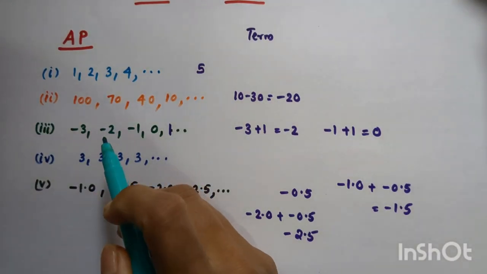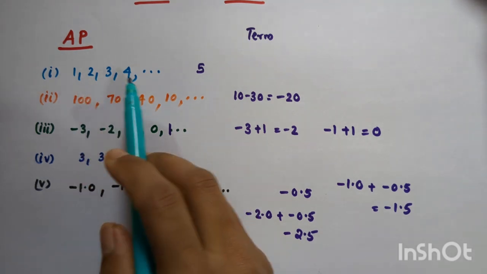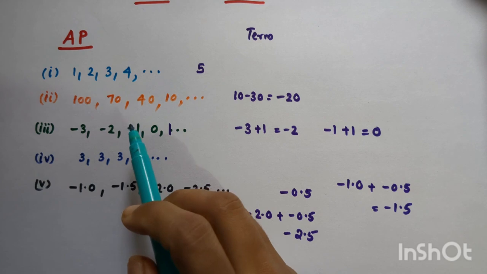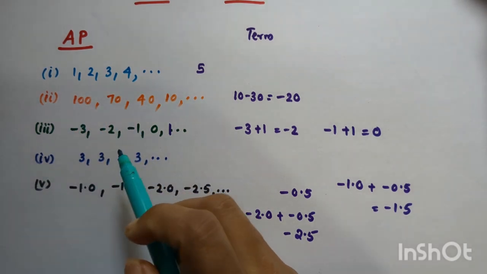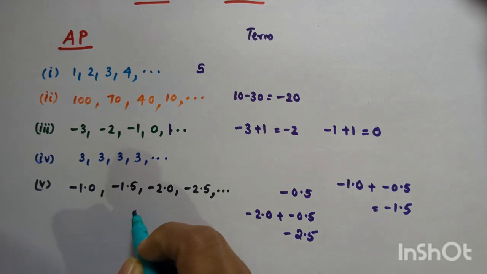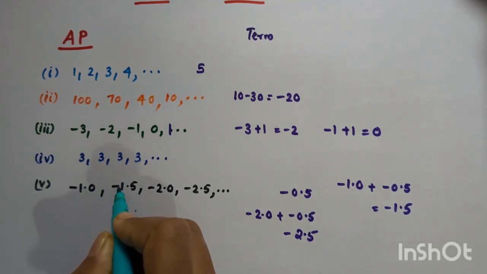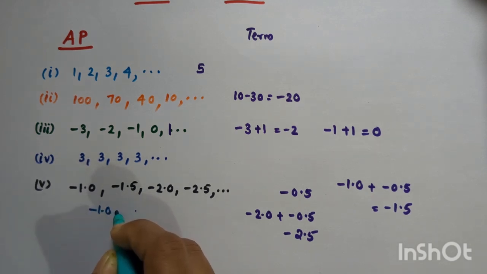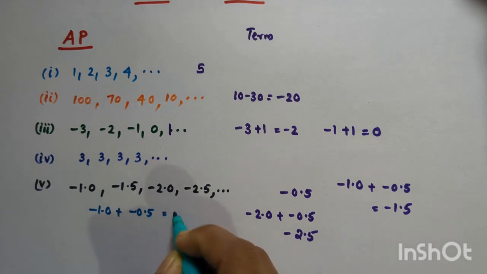So, here in all the 5 lists of numbers, successive terms are obtained by adding a fixed number to the preceding terms. See, subtraction is also a kind of addition, no? That is, in the 5th list, you will get minus 1.5 when you consider its preceding term minus 1.0 and add minus 0.5 to it.